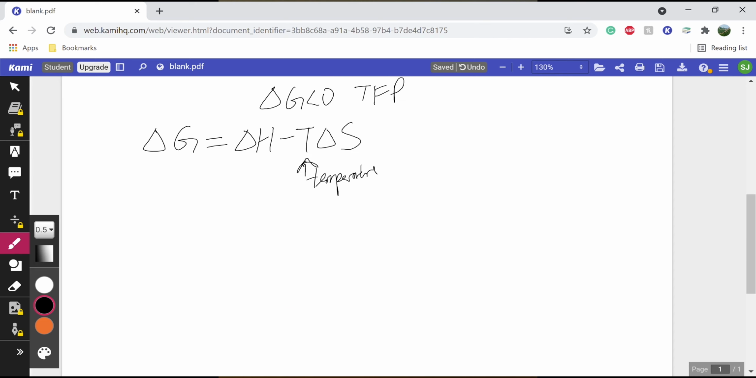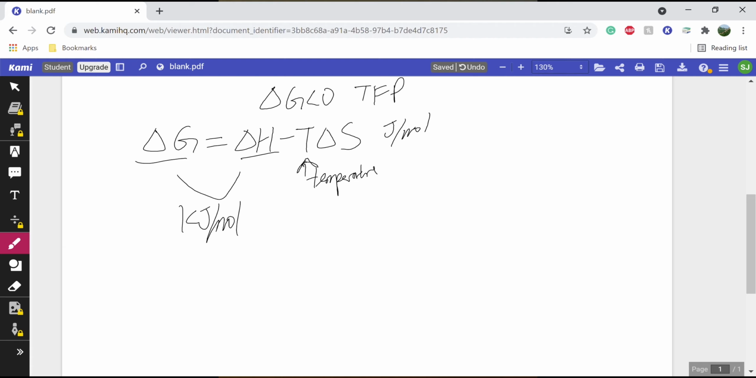And while using this formula, one thing that you've got to be careful of is that delta S is measured in joules per mole K, but delta H and deltaG are measured in kilojoules per mole. So while calculating, you have to convert delta S to kilojoules per mole, or convert everything to joules per mole, and then solve it, and then divide by 1,000 to find deltaG in kilojoules per mole.